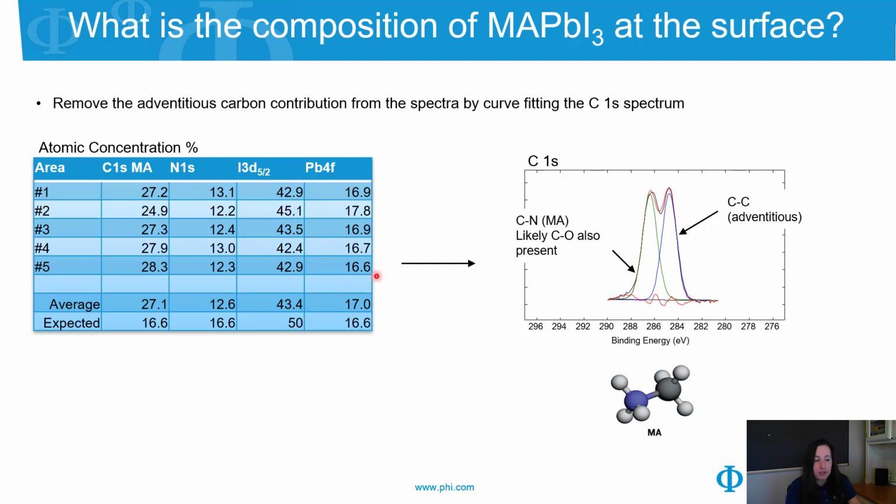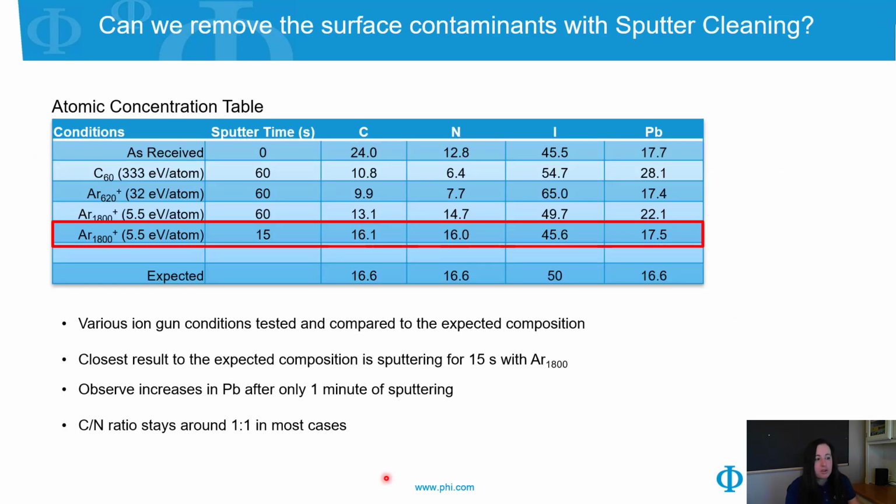Lead is actually quite good, but clearly just curve fitting the spectra was not enough, probably just because there's also some other contaminations that are very difficult to remove if they have a similar binding energy to carbon nitrogen. So we wanted to try cleaning the surface with our ion guns. So what we did is we took a few different ion gun settings.